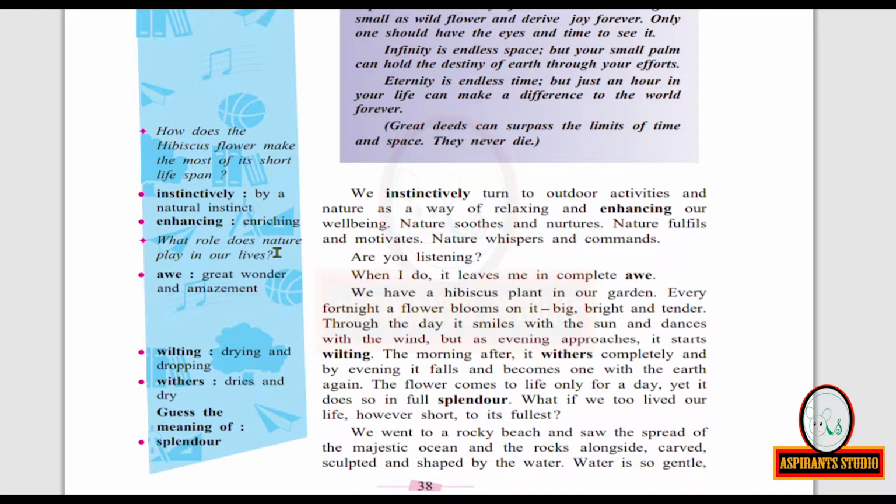How does the hibiscus flower make the most of its short lifespan? The answer is, the hibiscus flower smiles with the sun and dances with the wind. The flower comes to life only for a day, yet it makes the most of the day by living its short life in full splendor with big, bright and tender blooms.